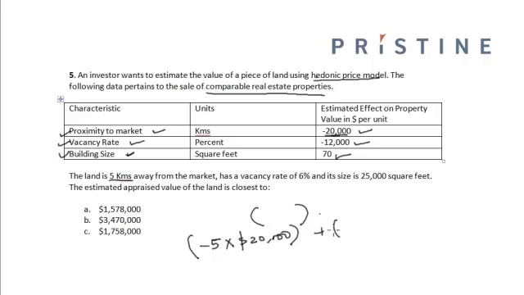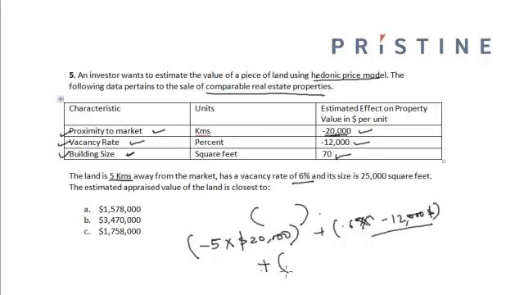Similarly, the building has a vacancy rate of 6%. So its effect on the overall valuation of the property will be 6 into minus 12,000, because $12,000 is the effect on the property value per unit or percentage change in the vacancy rate, with a negative sign.